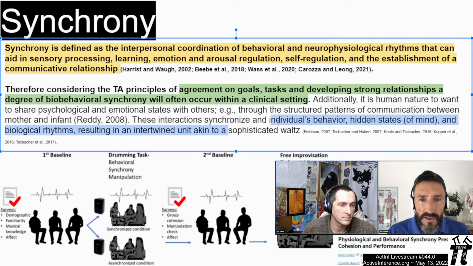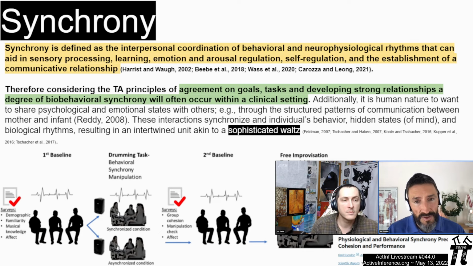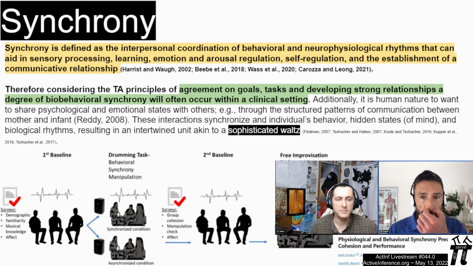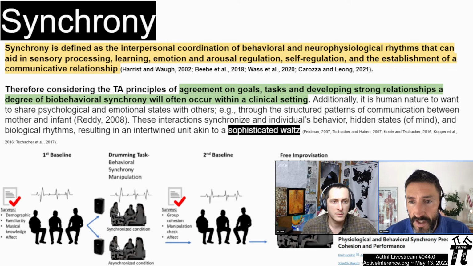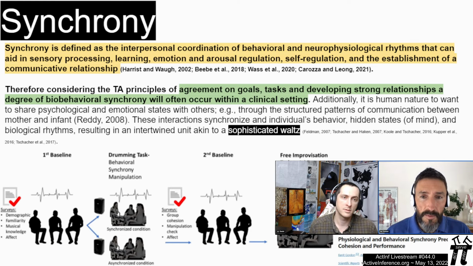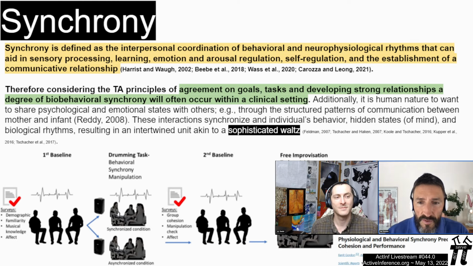Another extract from the paper. Therefore, considering the therapeutic alignment principles of agreement on goals, tasks, and developing strong relationships, a degree of biobehavioral synchrony will occur within a clinical setting. So they seem to be saying that, you know, if it involves agreeing on where we're heading together, then synchrony has to occur. Additionally, they're saying that it is human nature to want to share physiological and emotional states with others through the structured pattern of communication between mother and infant. The interactions synchronize an individual's behavior, hidden states of mind, and biological rhythms, resulting in an intertwined unit akin to a sophisticated waltz. And I see you've put some diagrams there from some studies.